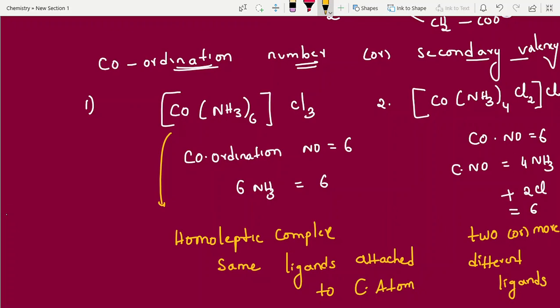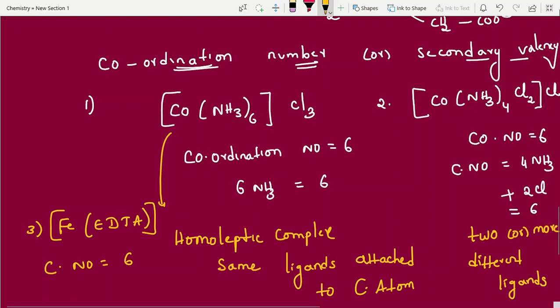Next, example 3 I am giving. The complex ion with EDTA, they gave this complex type. So tell me what is the coordination number here? It is also 6. 1 EDTA, 6 donor sites, no? Here also the coordination number is 6. Always 6 only, madam? Why are you selecting always 6 examples? Not like that. It depends on the example.